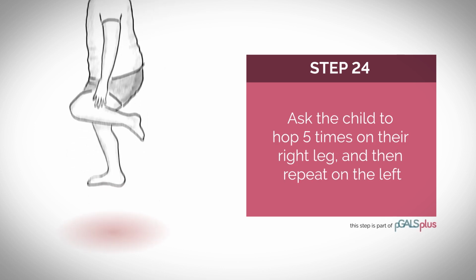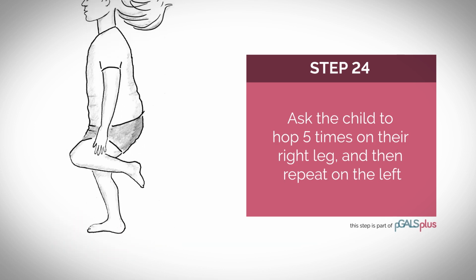Step 24. Ask the child to hop on one leg across the room as far as they can and then repeat on the other leg. Again, look for any poor balance, holding onto furniture, exaggerated arm movements, and difficulties due to weakness or pain or poor understanding of instruction.